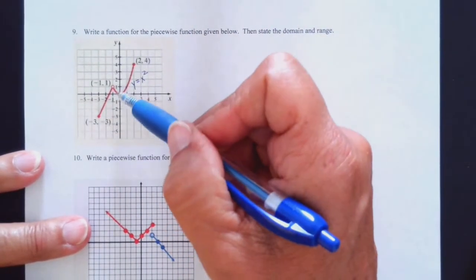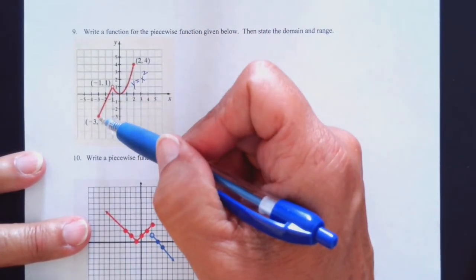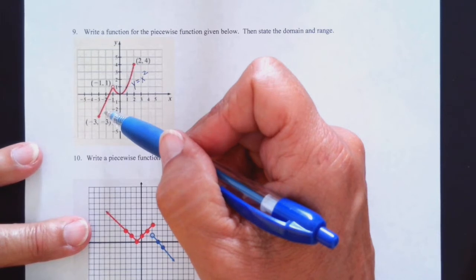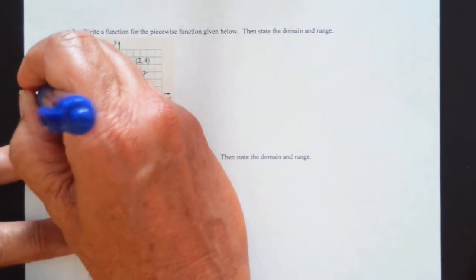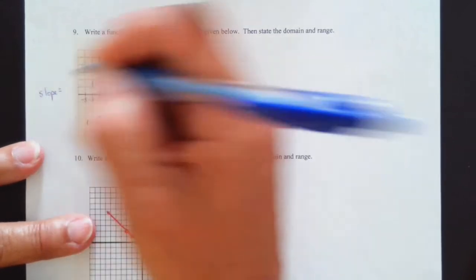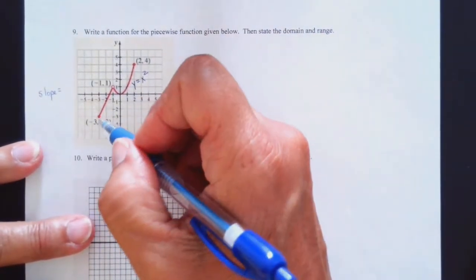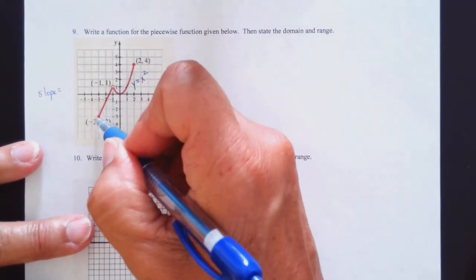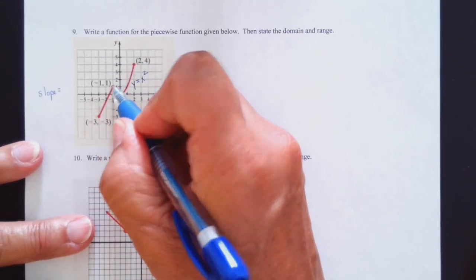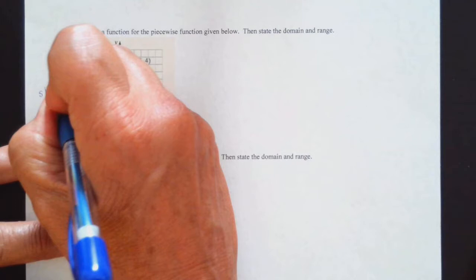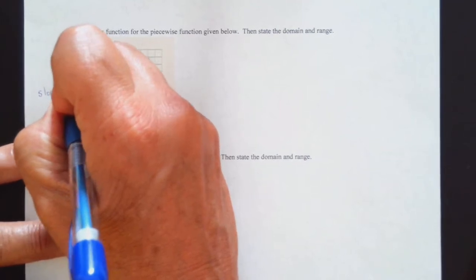And then over here we have a line, okay? So I need to know the slope and the y-intercept of this line. So I'm going to write over here the slope of this line. Okay, so we're going to count rise over run. So from this point to this point, we went up 1, 2, 3, 4, and we went over 2. So the slope is 4 over 2, which is just 2.